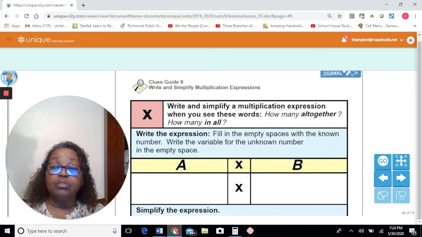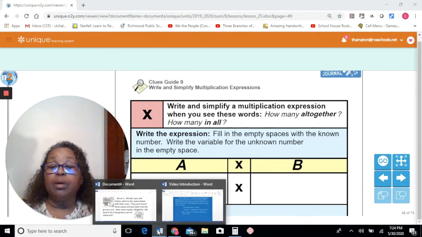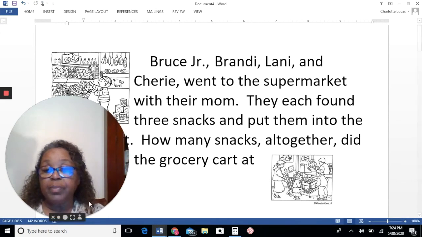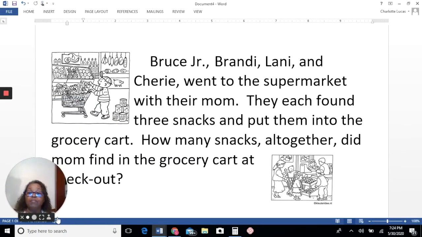What I would like to do, first of all, is talk a little bit about what multiplication is. I'm sure that most of you have already worked with multiplication and learned your multiplication facts, and that is fabulous. Let's see if I can explain it to you by using this word problem. Bruce Jr., Randy, Lonnie, and Cherie went to the supermarket with their mom. They each found 3 snacks and put them into the grocery cart. How many snacks altogether did mom find in the grocery cart at checkout?